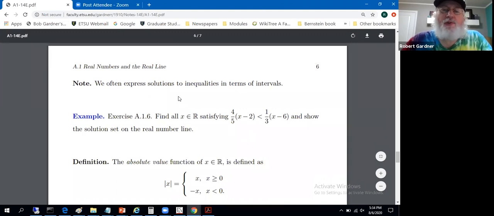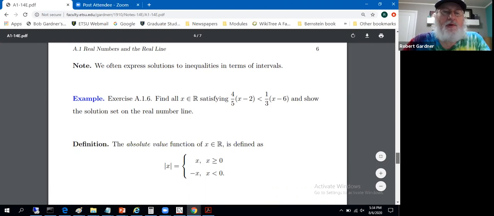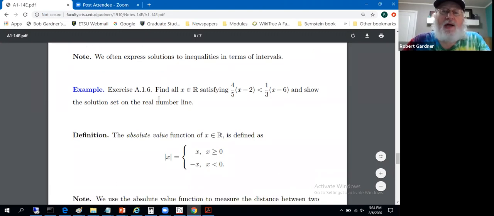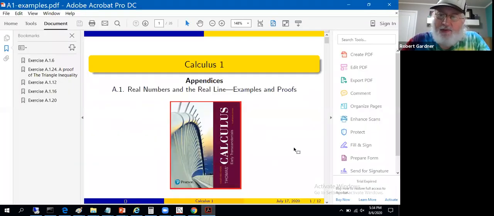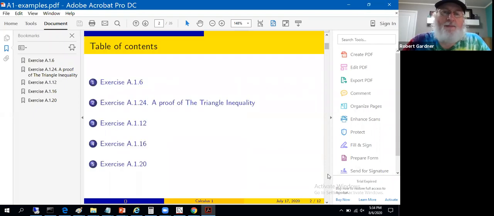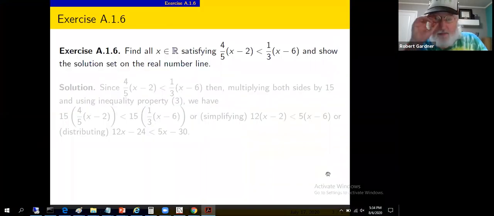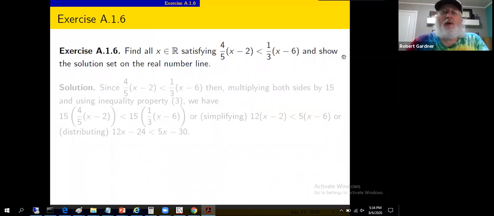We often express solutions to inequalities in terms of intervals. So let's do one of the exercises. We're given an inequality, and they want us to show the solution set on the real number line. Let's maybe write it as an inequality as well. So let's go to the supplements for Appendix A1, where we'll work that problem. It's basically a solve for x type question, but it's got an inequality in it.